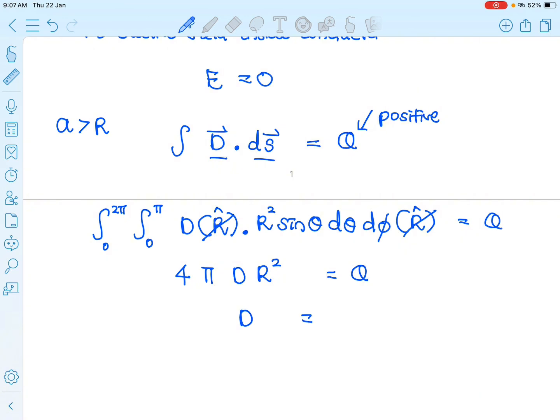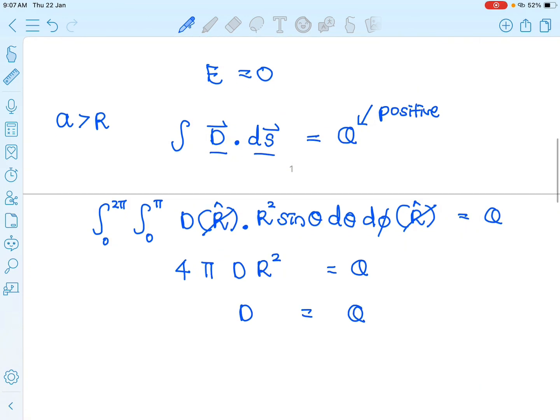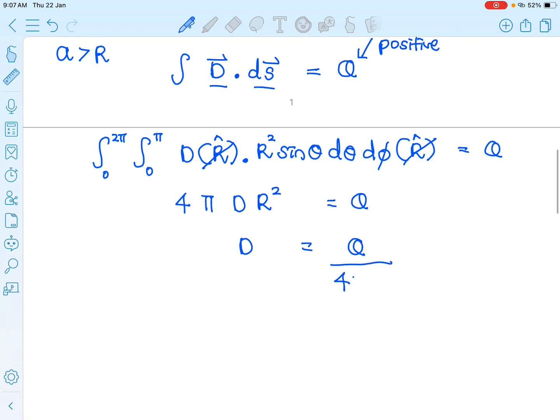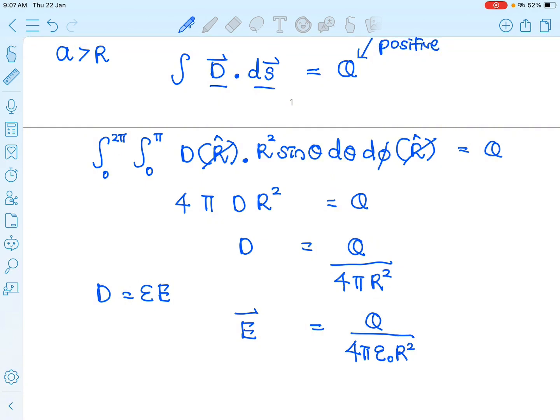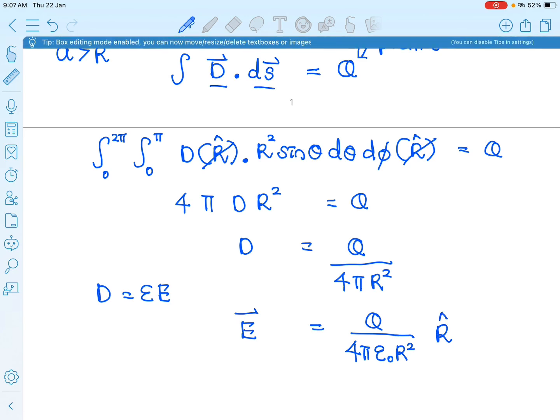So our D will become Q over 4 pi r square, and our E, because D is equal to epsilon E, will be equal to Q over 4 pi epsilon naught r square. So this is our electric field in the region r greater than a, and it is in the r direction.